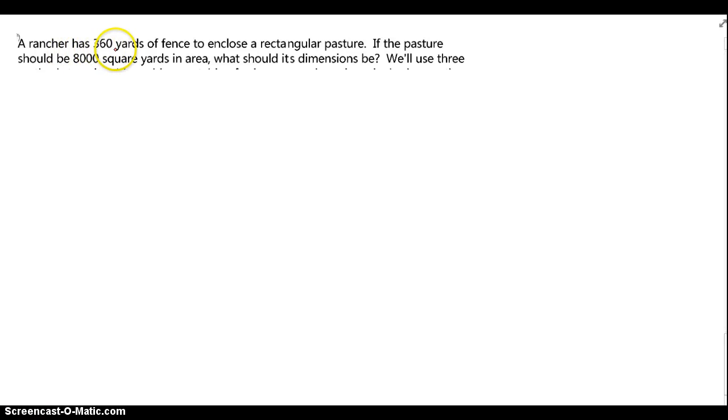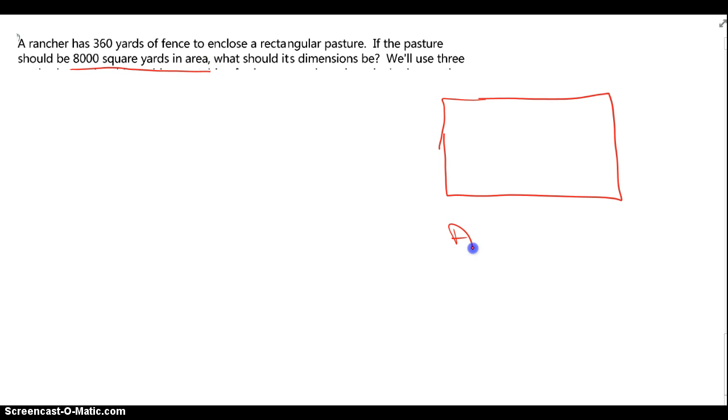Okay, a rancher has 360 yards of fence to enclose a rectangular pasture. So we have some rectangular region, and it's going to be 360 yards to go all the way around and fence it. And the pasture should be 8,000 square yards in area. So we know the area is 8,000 square yards.